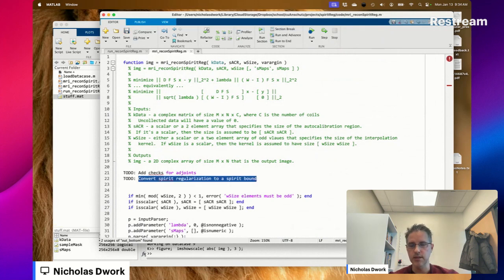It's still reasonable to call it SPIRiT regularization for reasons that we'll discuss next time.